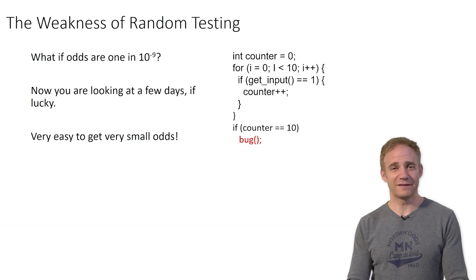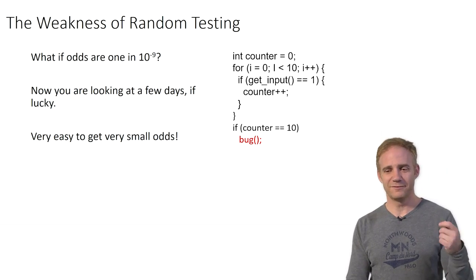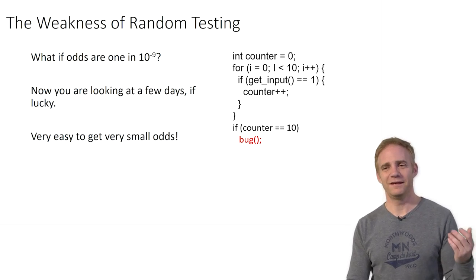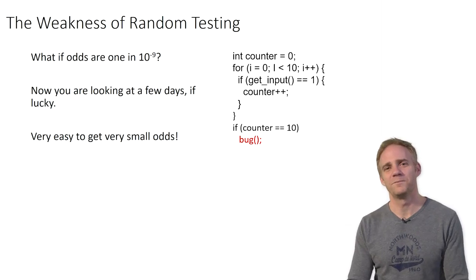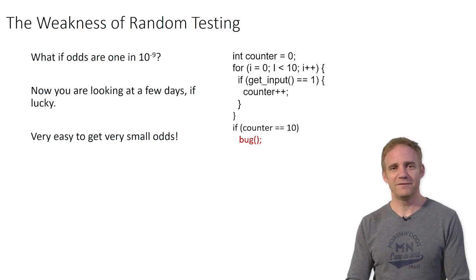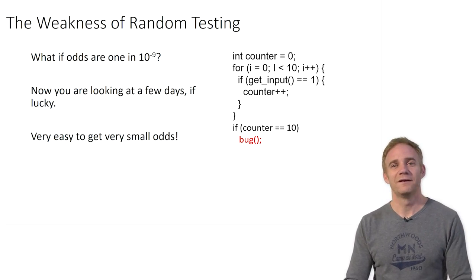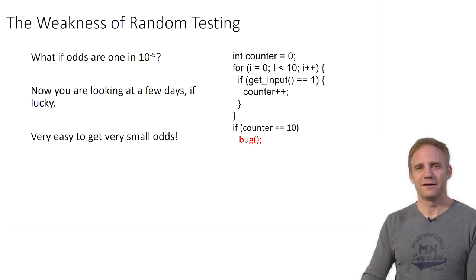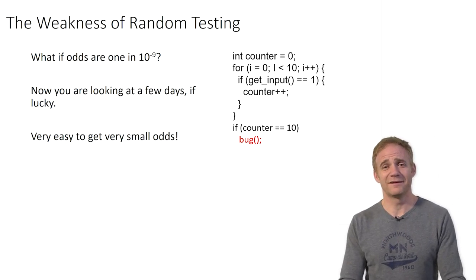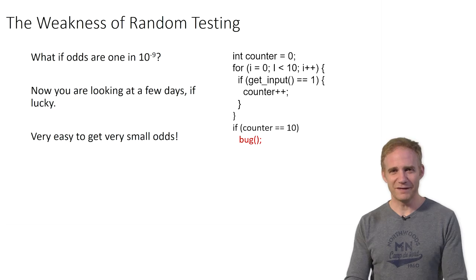So let me give you an example of a tiny little program. All this program does is it runs through 10 times. It gets input, a 32-bit integer, and it checks to see whether that input is equal to 1. If it is equal to 1, then it increases a counter. And if that counter equals 10, that is, every input that we read is equal to 1, that exposes a bug. Now, what do you think the odds of reaching this bug are? I guarantee you're probably thinking of a value that's bigger than it should be.